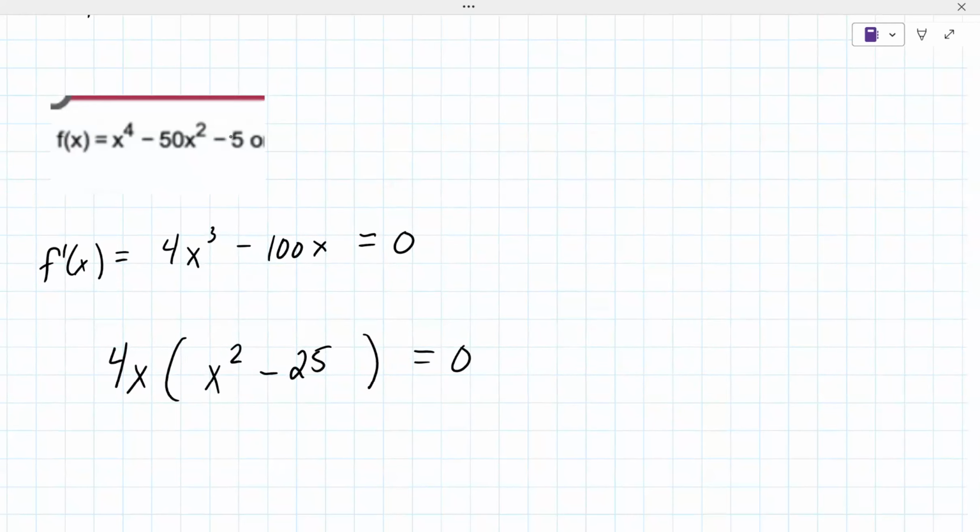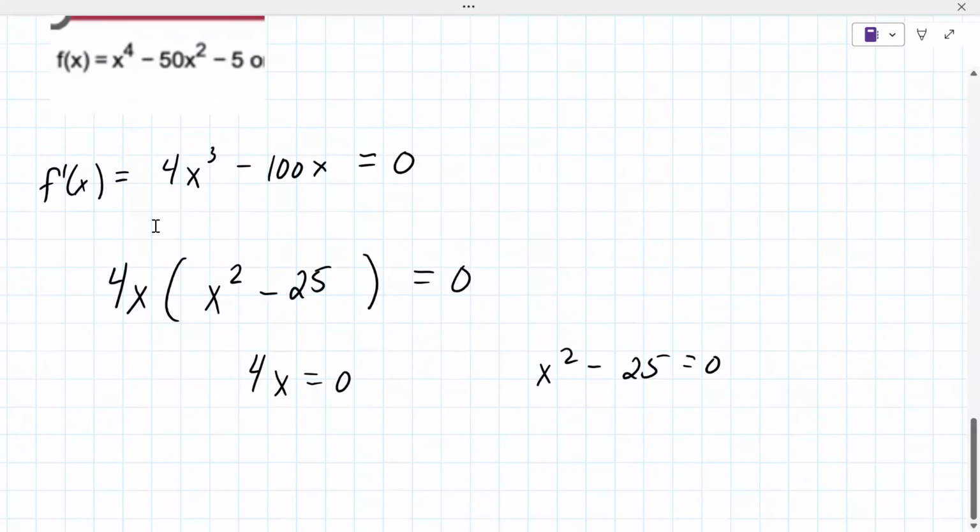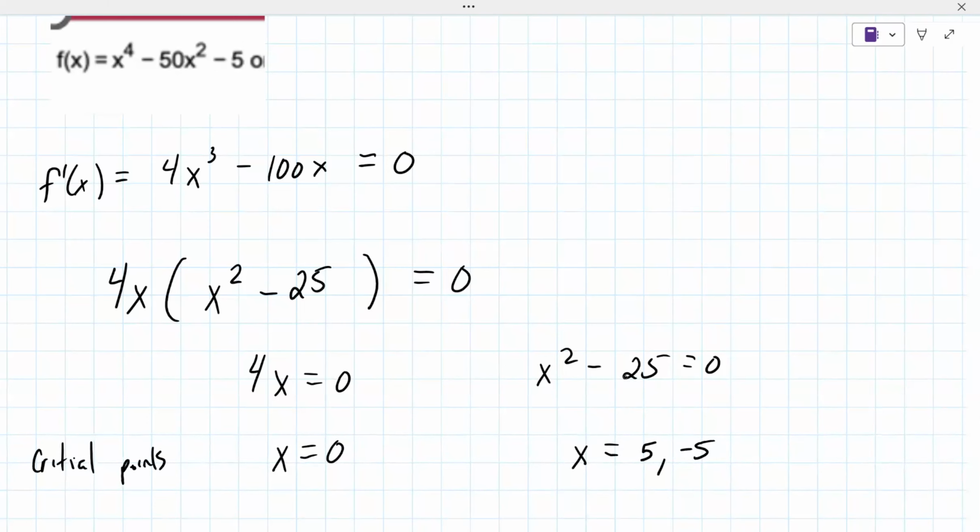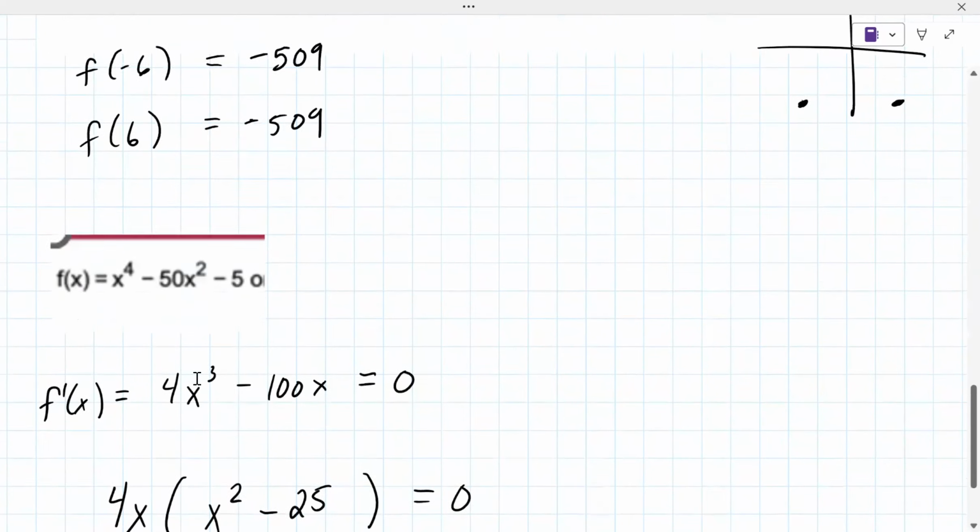And you have to set each of these equal to 0. So you're setting 4x equal to 0, and x squared minus 25 equal to 0. So there's the critical point at 0, and then this on the right gives you 2 critical points, 5 and -5. Any questions on how to solve that one? No. Okay. So now we go back to the original function and we try these critical points.